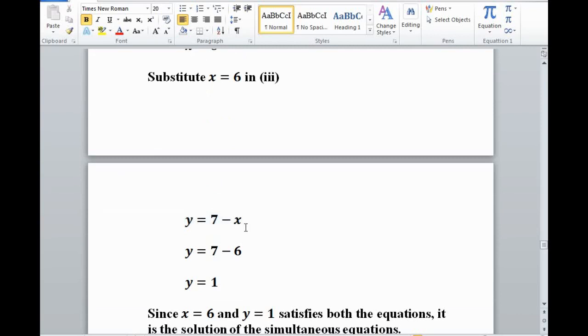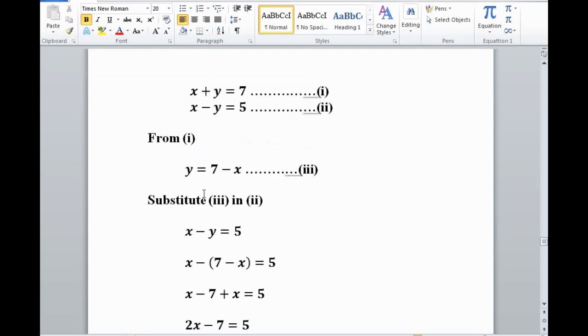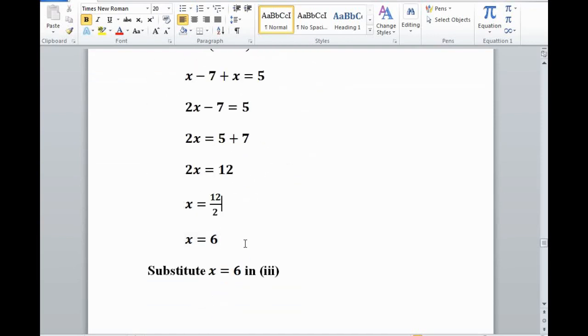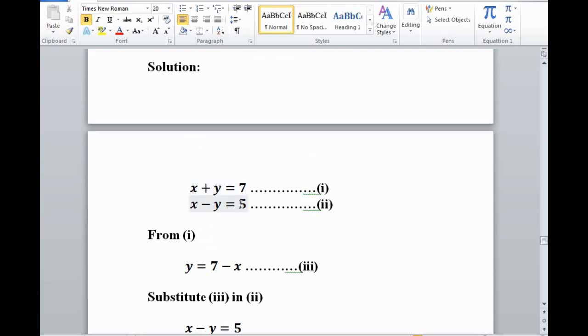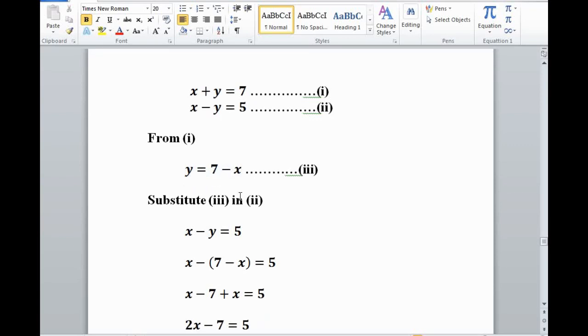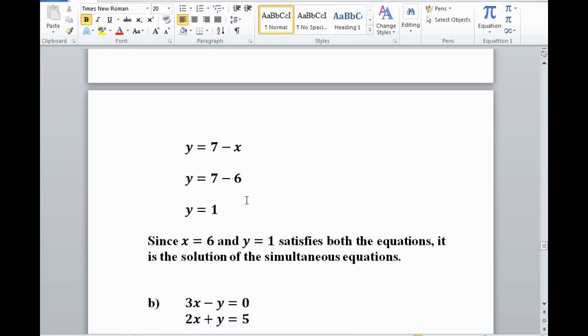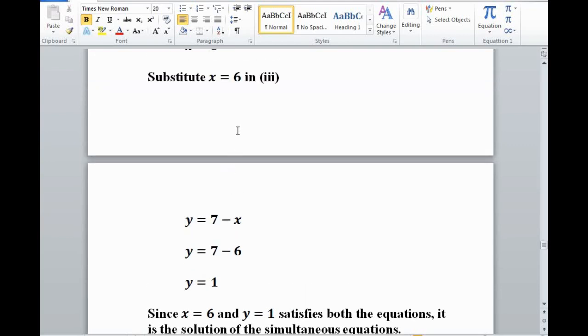Now it is easier to obtain the value of y by substituting the value of x into equation 3 instead of equation 1 and 2. It means that you can also substitute the value of x equals 6 in equation 1 or in equation 2. But it's easier to substitute the value of x in this equation 3 to find the value of y. So I'm going to substitute x equals 6 in equation 3. So equation 3 is y equals 7 minus x. So here we have x equals 6.